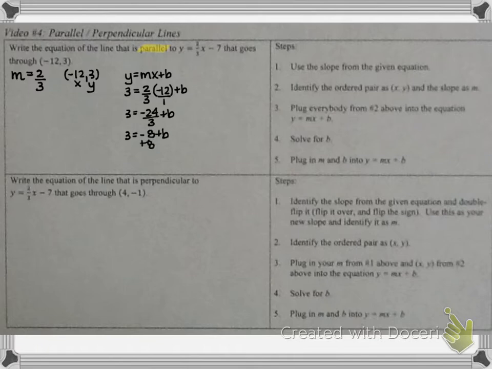I'm going to add the 8 to the other side. Again, I'm trying to get b equals. And in this case, b is going to be equal to 11. So now I'm going to take the b that I found and the m that I used, and I'm going to write my new equation. So my equation here is going to be y equals 2/3 x plus 11. So there's my answer to the first one.